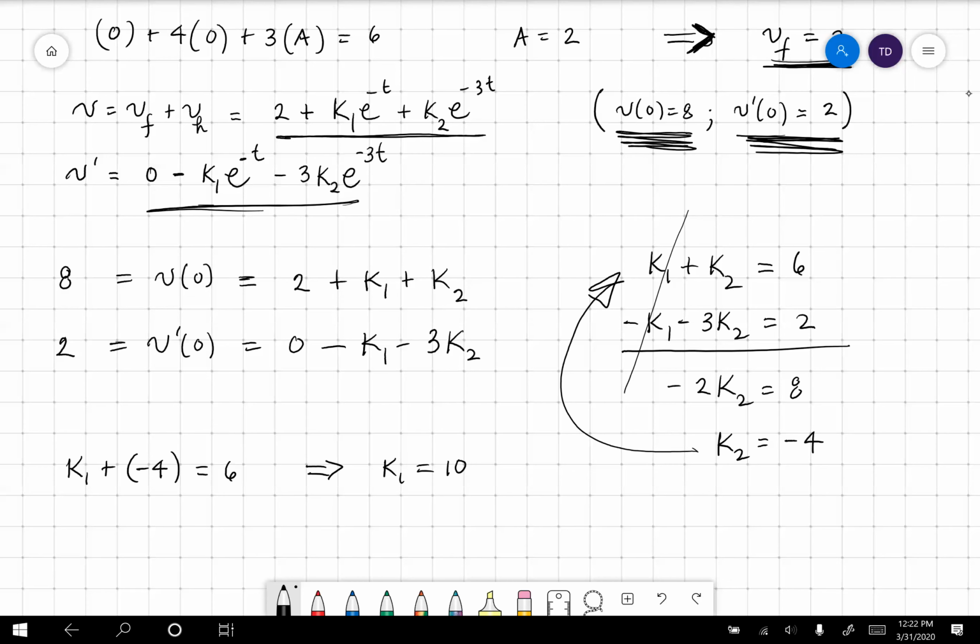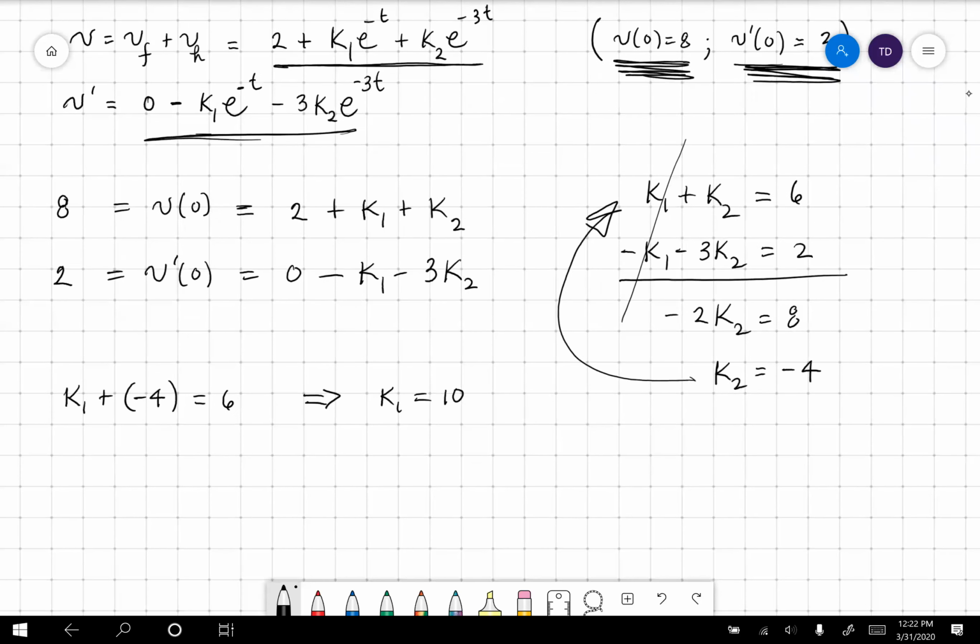I have k1 and I have k2. We're ready for the complete solution. So the complete solution is v is equal to 2 plus k1, 10 e to the minus t, plus k2, minus 4 e to the minus 3t. This is a voltage. It is in volts.